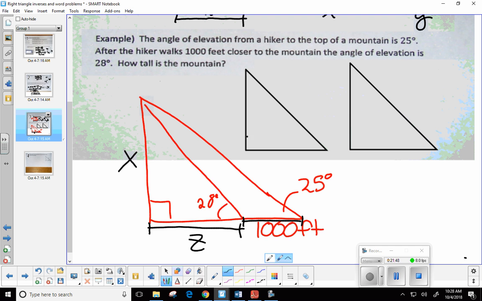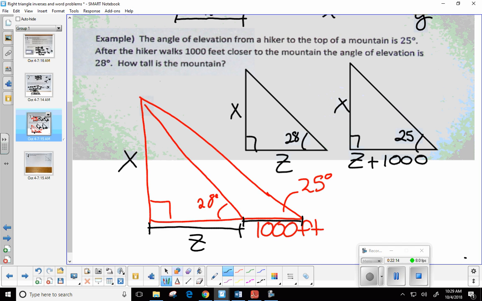And so we'll say that this is our 28 degrees, and so the triangle with 28 degrees, the base is only z, and so we'll label that as z, and we're trying to find x, and they have the same height of the mountain, and so this angle is 25, and so the 25 degree one is the whole base, right? So this is going to be the z plus 1,000. Does that make sense? Because we're trying to find the whole base, so that way we can find the opposite side.